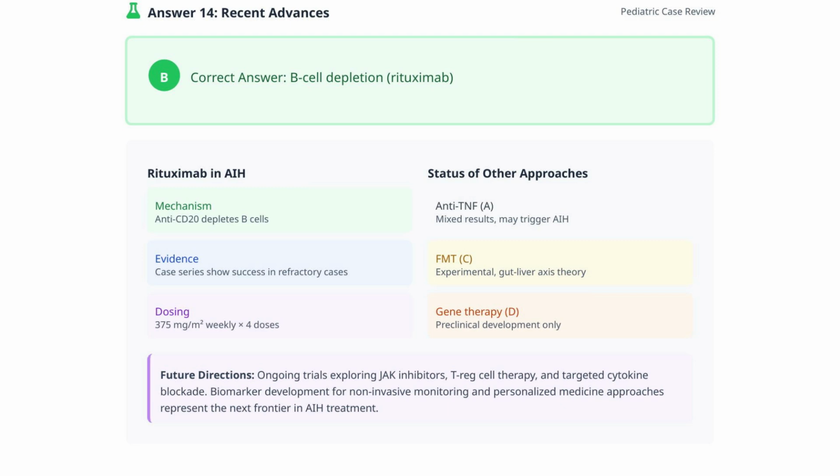By depleting B cells, rituximab reduces autoantibody production and may interrupt the autoimmune process. Case series reports successful outcomes in difficult-to-treat pediatric AIH. Anti-TNF therapy has shown mixed results and may paradoxically induce autoimmune hepatitis in some patients. Fecal microbiota transplantation remains experimental despite the growing interest in gut-liver axis. Gene therapy approaches are still in preclinical development.